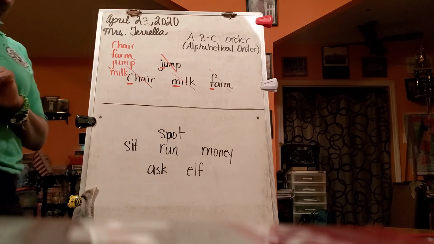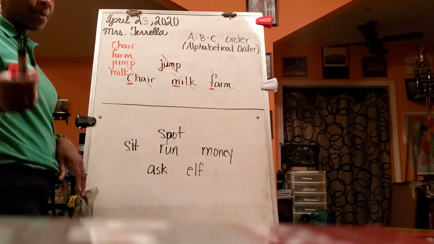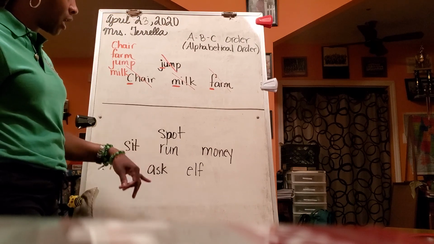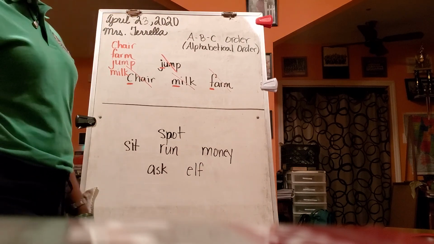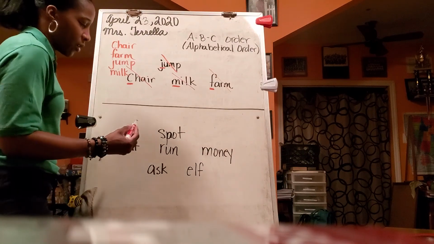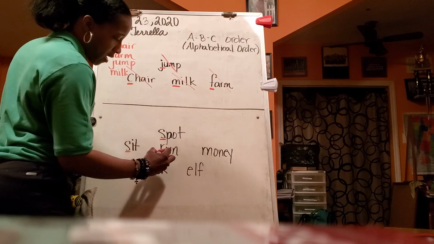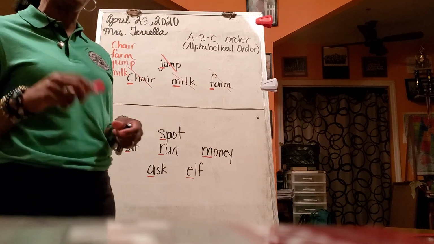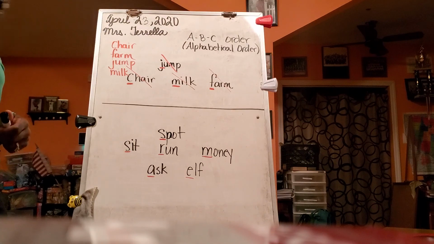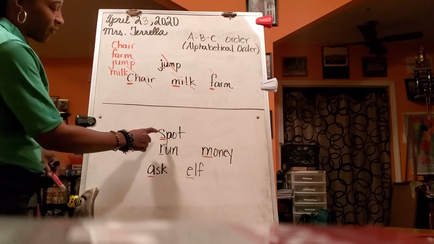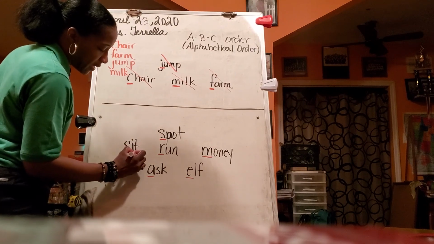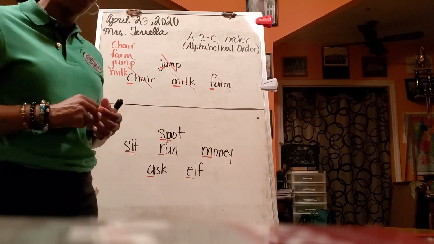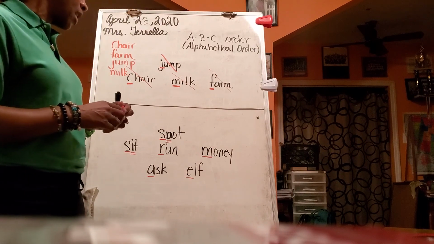Now let's look at the next set of words. Number one, we have more words this time. Number two, I put something in there that can be kind of tricky. So let's see, we have spot, sit, run, money, ask, elf. So we're still going to look at the first letter in each word. So we have an S there, R, M, A, E. But I have two words that start with the same letter. So I'm going to have to look at the second letter in that word. So let's see, we have sit and spot. The second letter in this one is an I, and the second letter in this one is a P. Now we're going to do the same thing we did before, and then when we get to those S's, then we're going to have to figure something out.